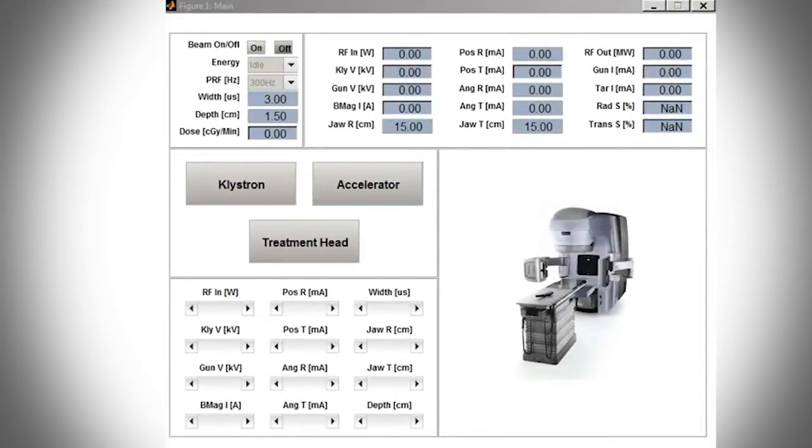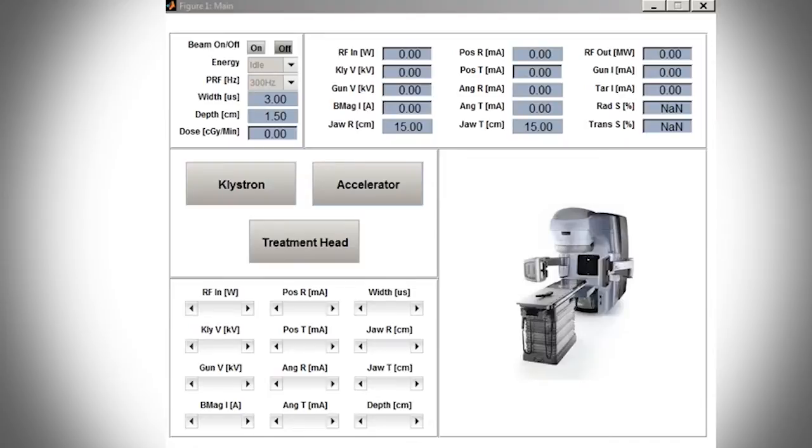Welcome to SIMAC. SIMAC is a linear accelerator simulation program that allows users to understand the effect of accelerator beam adjustments on the physical properties of the clinical beam. It's kind of like a flight simulator, but for medical Linacs. Once SIMAC is started, you get a screen that looks like this.